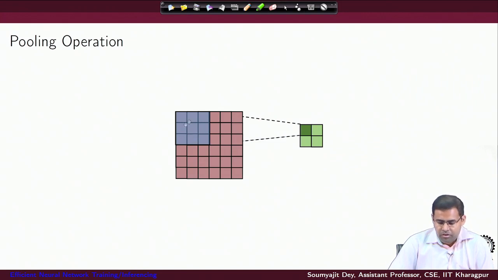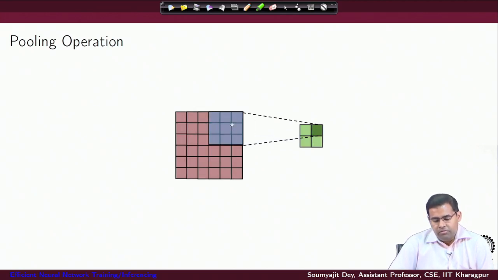Let us say this is a bigger dimension image and I am trying to reduce it to a smaller dimension. I can do a max pooling, that means I choose a mask of this size, and for all these values I just put the maximum here. Then I just move it over a stride of the same size, and again I put the maximum value here.